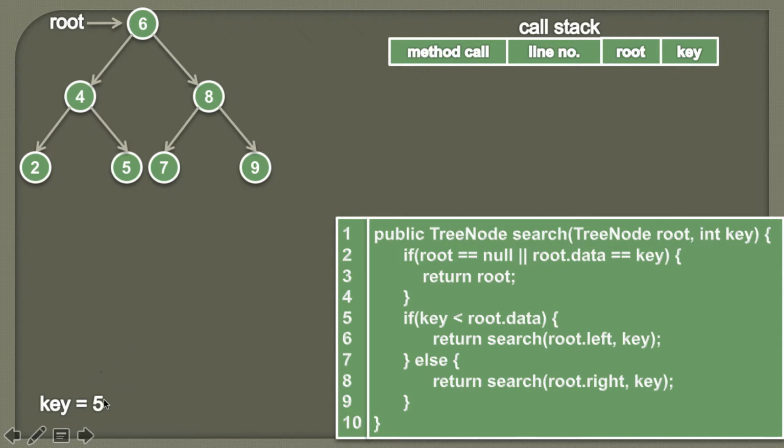Friends, let's suppose we want to search a key 5 in this binary search tree. So in the first step we'll simply call this search method by providing it the root, which is the root of the binary search tree, and the key which we want to search. So friends, when the search method starts its execution, on the call stack it would look something like this. There would be a search method on the call stack, and as we are passing the root, which is nothing but 6, and the key which we want to search is 5, here we are simply keeping track of these values. Moving ahead.